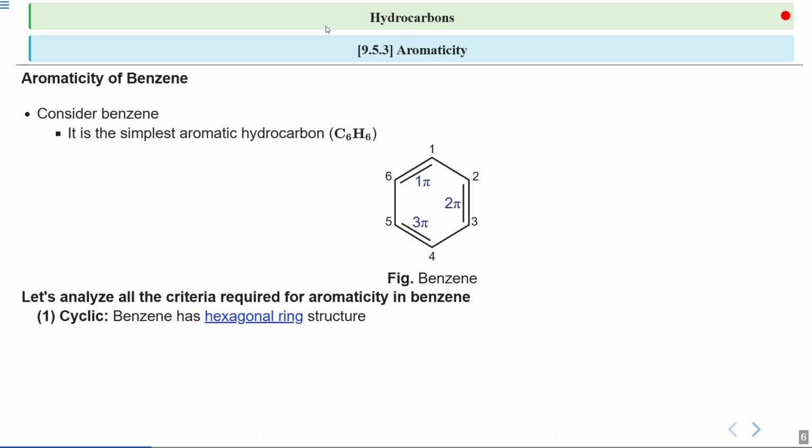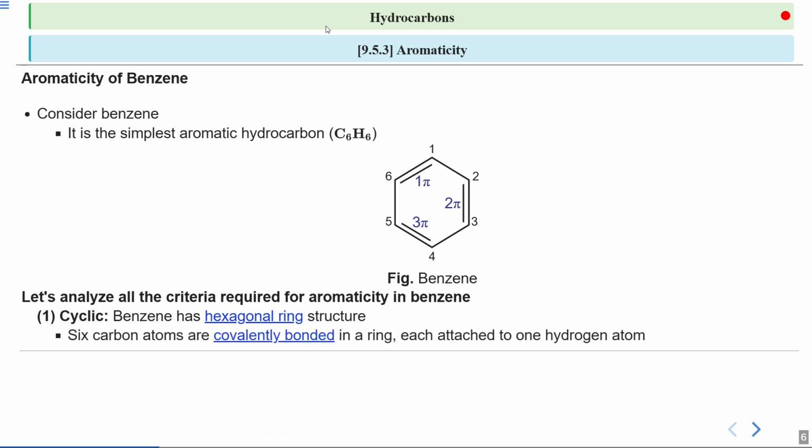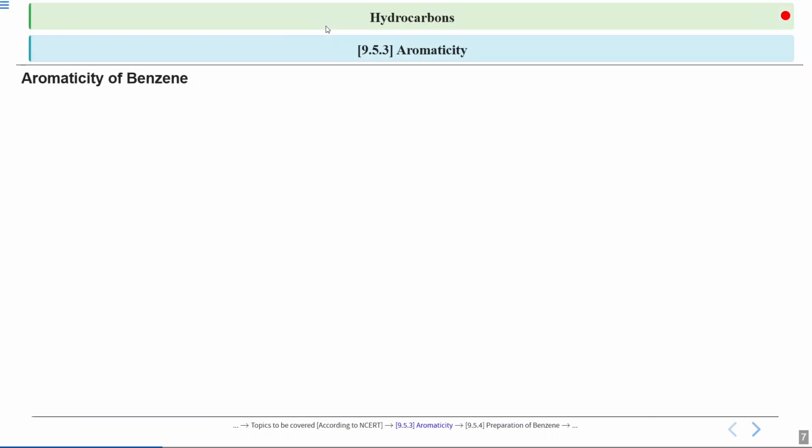The first criterion is that the molecule should be cyclic, meaning it should form a closed ring, and you can see here that benzene has a hexagonal ring structure, which means all 6 carbon atoms are connected in a loop. This ring is essential for the spatial stability we see in aromatic compounds. Next, looking closer, each of the 6 carbon atoms in benzene is covalently bonded to each other and to one hydrogen atom. This arrangement creates a stable repeating pattern around the ring.